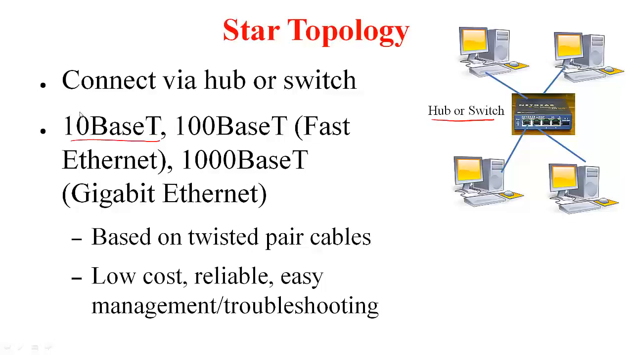10 base T refers to the fact that it is 10 Mbps Ethernet operating over twisted pair. T stands for twisted pair. This is 100 base T, which is 100 Mbps Ethernet operating over twisted pair. This is also called fast Ethernet. And then there was gigabit Ethernet providing 1 Gbps, again operating over twisted pair. So this move to twisted pair reduced the cost of Ethernet significantly because most buildings already had twisted pairs installed in them. Why? Because this is the same link that is used as part of the telephone network. So now you have a very low cost technology.